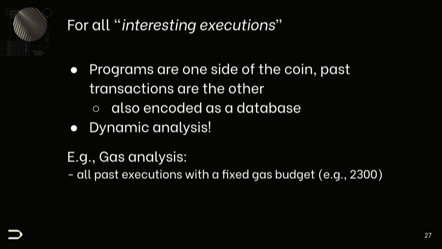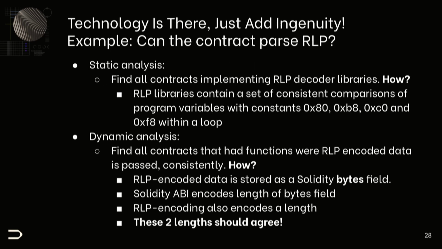We distill them down to their essence, so to speak, and we store everything in a database that we can query pretty effectively. For instance, a query may be: give me all the past executions of function so-and-so that have a fixed gas budget. When they're called, the gas being passed to the call is, say, 2300, so it's a bounded gas allocation.